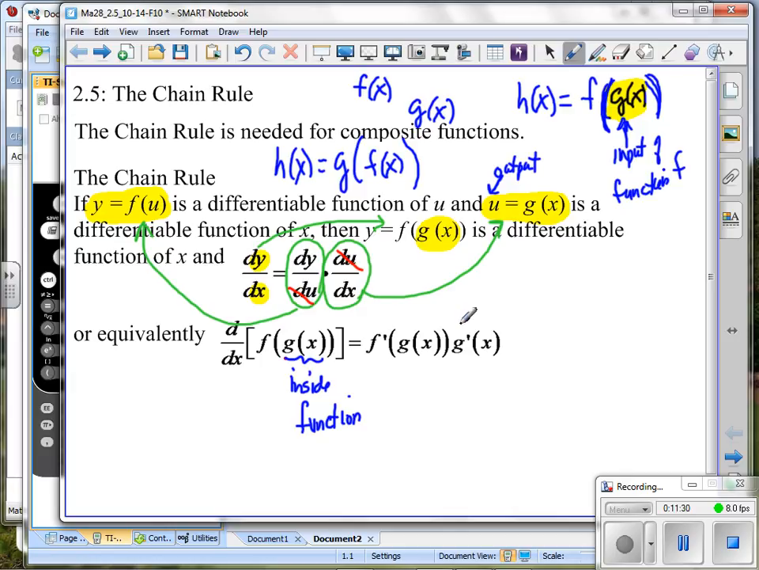Now over here, look at this piece right here. What does this say? Now what's that prime mark mean? Derivative of, so this is the derivative of the inside function. F prime of, so if g of x is the inside function, then f of whatever is the outside function. So what is this piece? Derivative of the outside function.